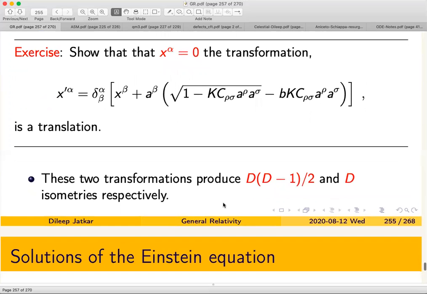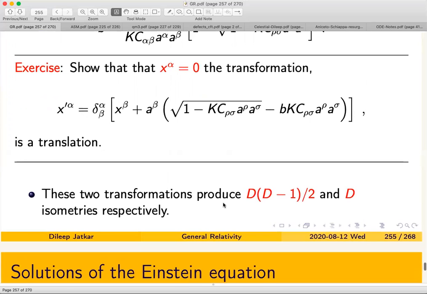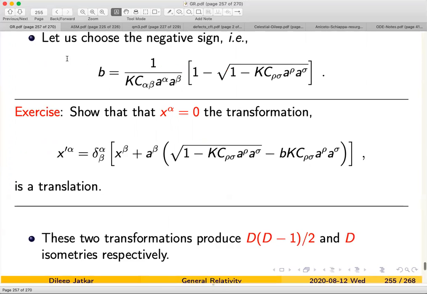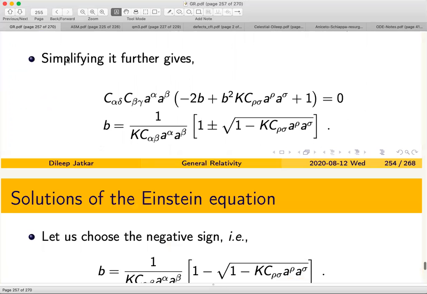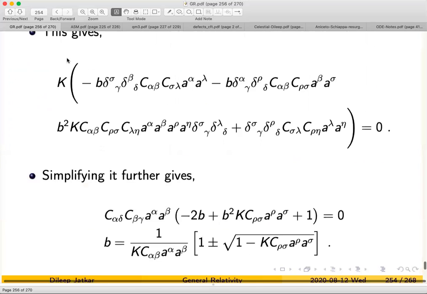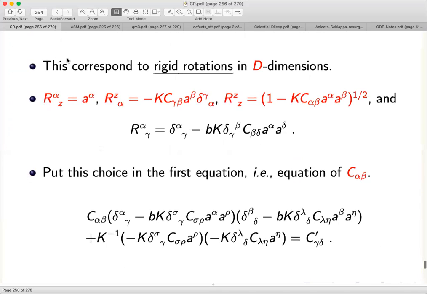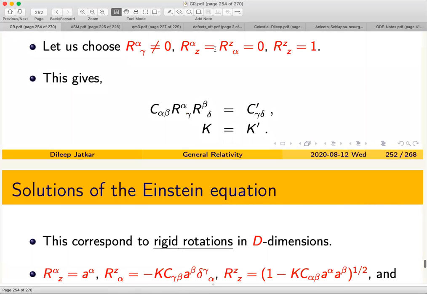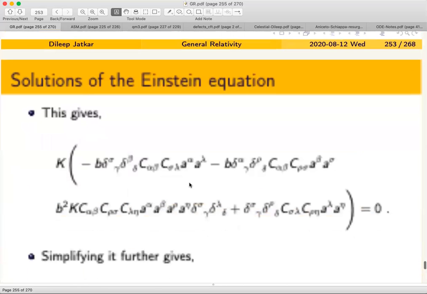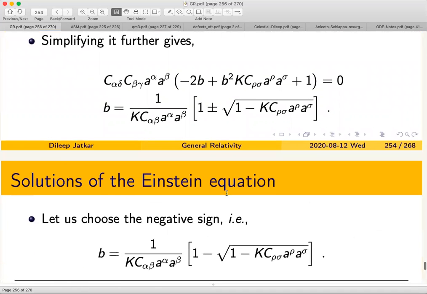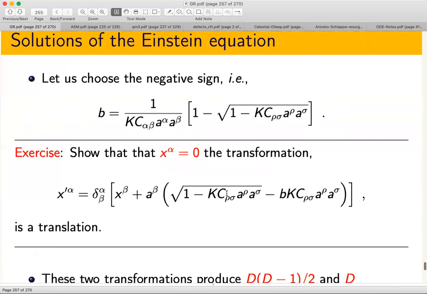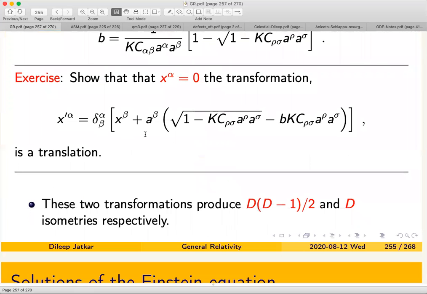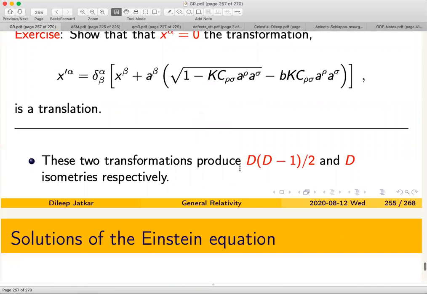So what happens to the two transformations that we looked at, one was the translation, the other one was the rotation transformation. Maybe I should just step back a bit. Namely this one, R alpha gamma not equal to 0 and the rest always 0. This was the rotation transformation, rigid rotation, and this is the translation transformation. The translation appears to be more complicated than rotation in this particular case, but once you substitute the value of b, you will see it's kind of trivial.